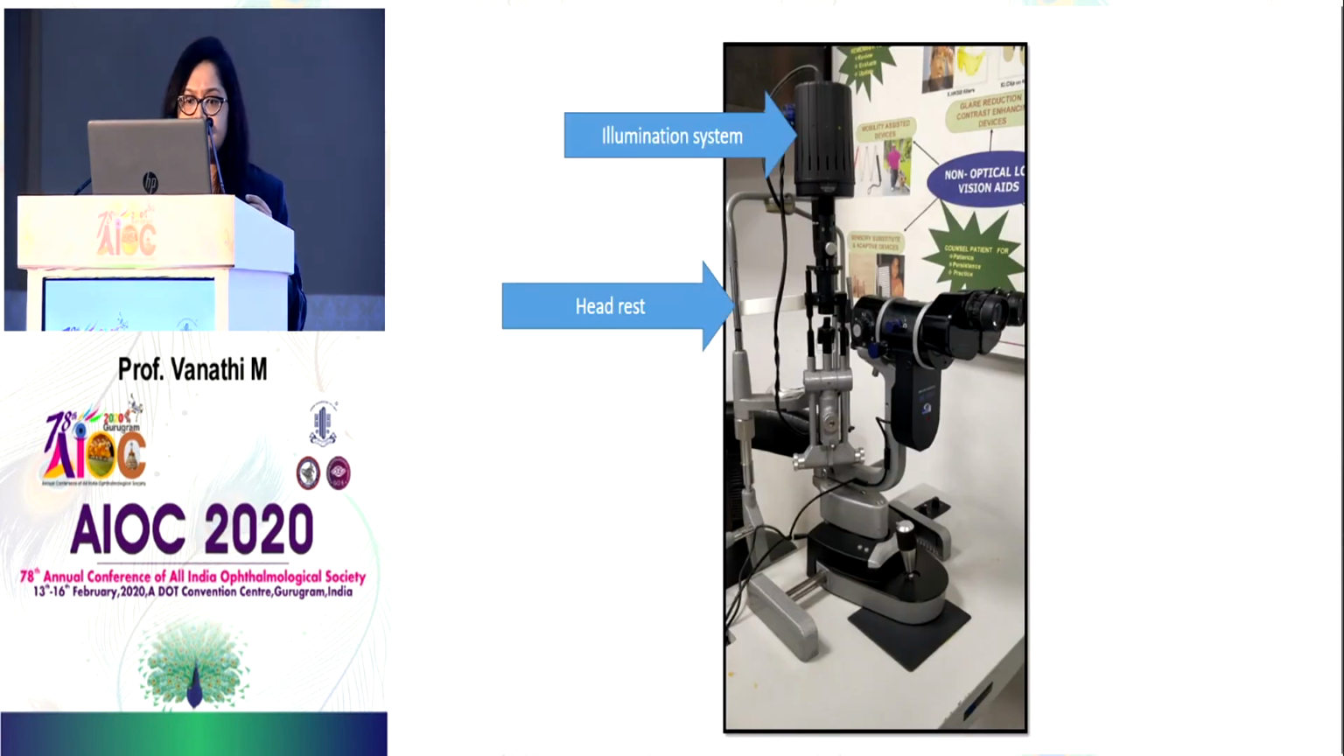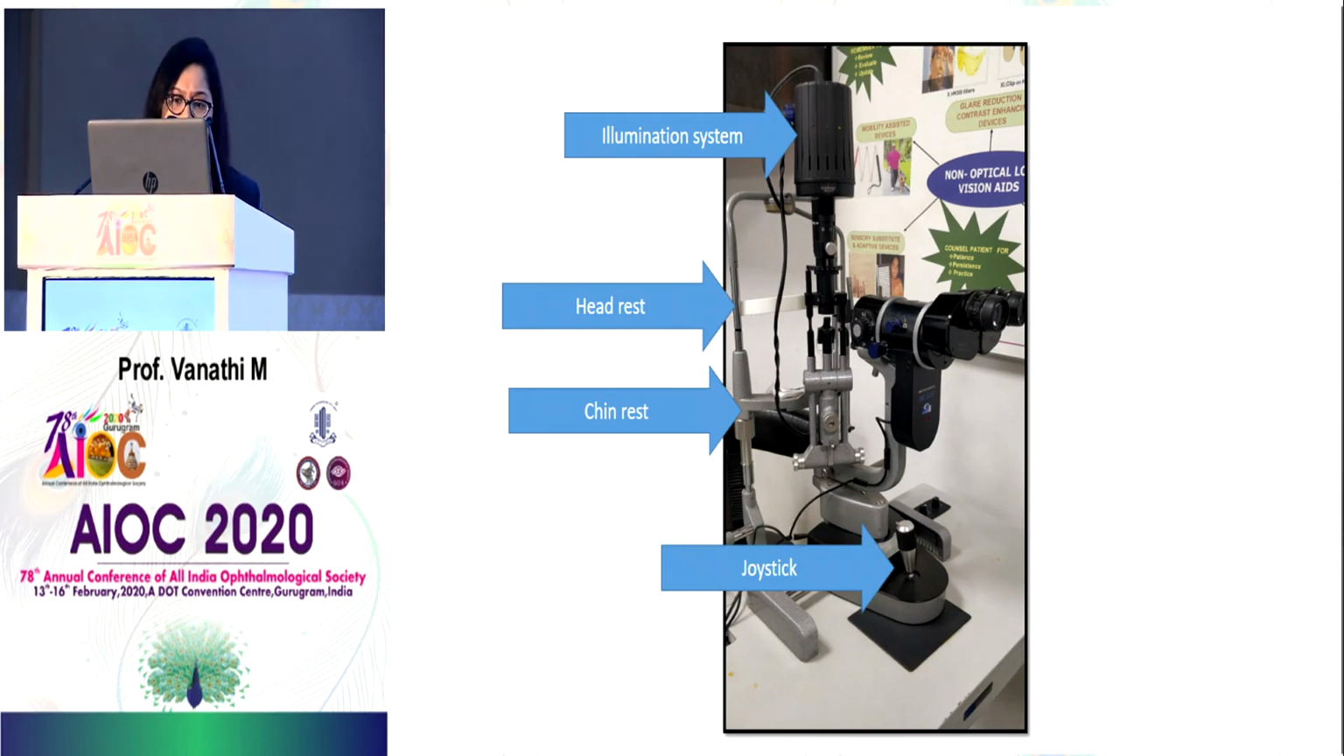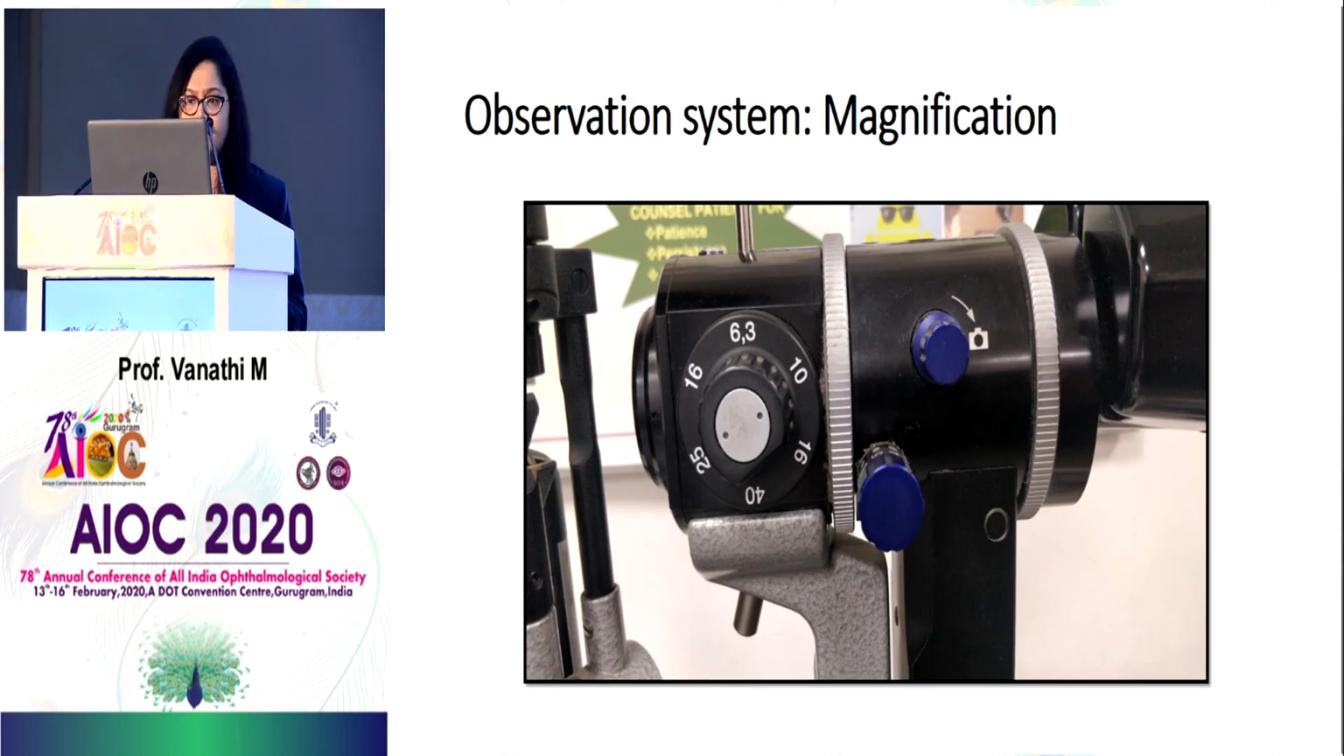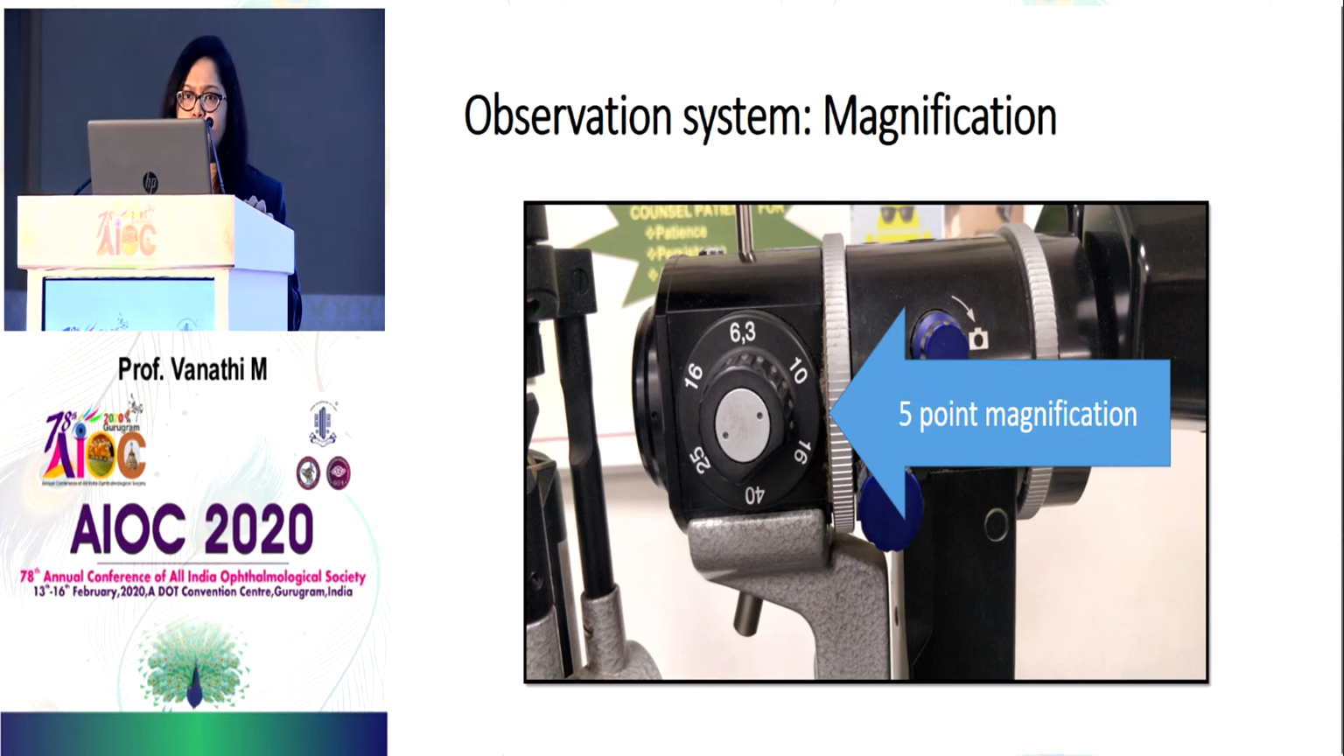So this is the illumination system. The basic parts are: this is the headrest, this is the chin rest, this is the joystick, which is attached to the mechanical system, and this is the eyepiece, which is a part of the observation system. This is the power unit. Coming to the observation system, for magnification there is a knob. You can have 3-point magnification or 5-point magnification. In Haag-Streit, we have 5-point magnification, with which you can do various types of examination, which I'll discuss later on.